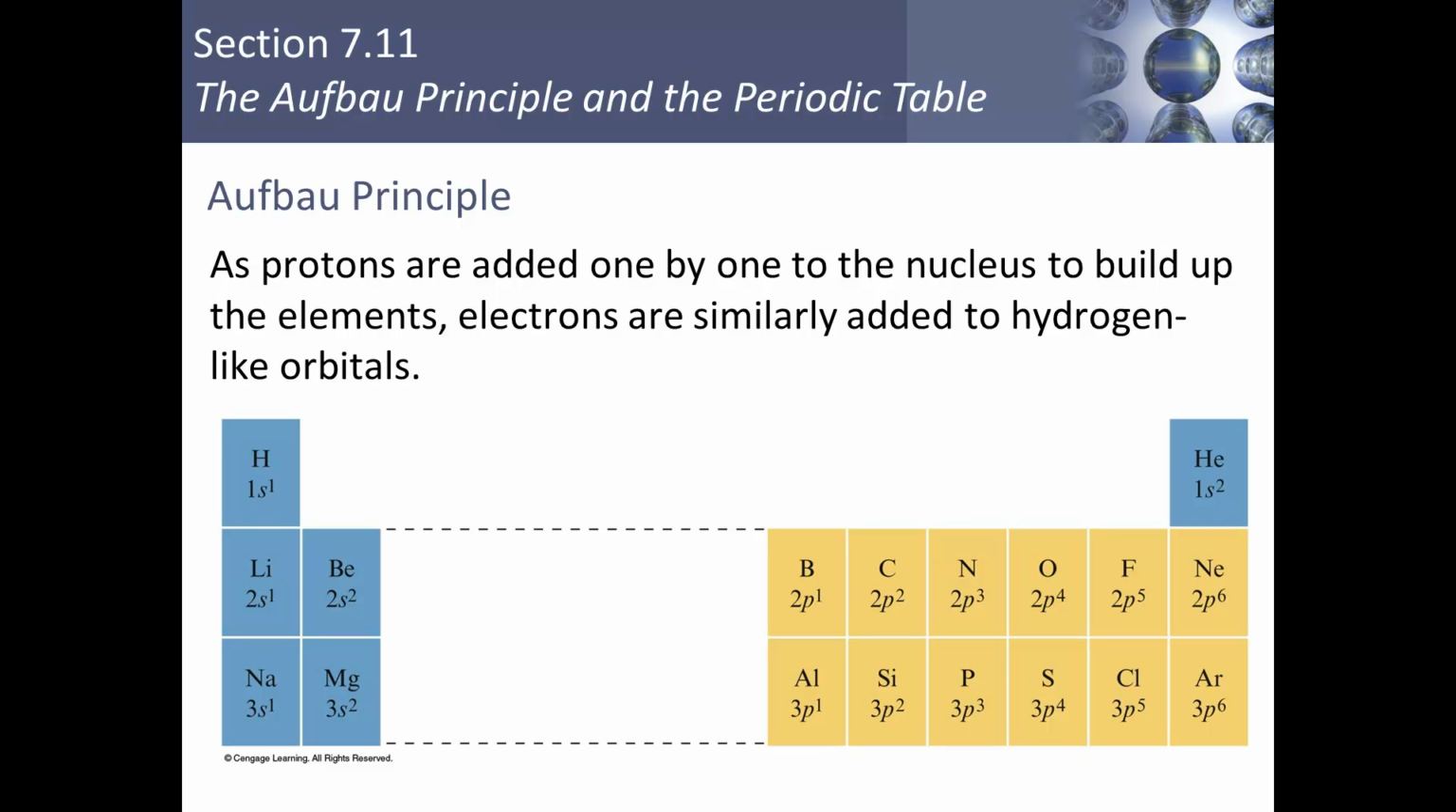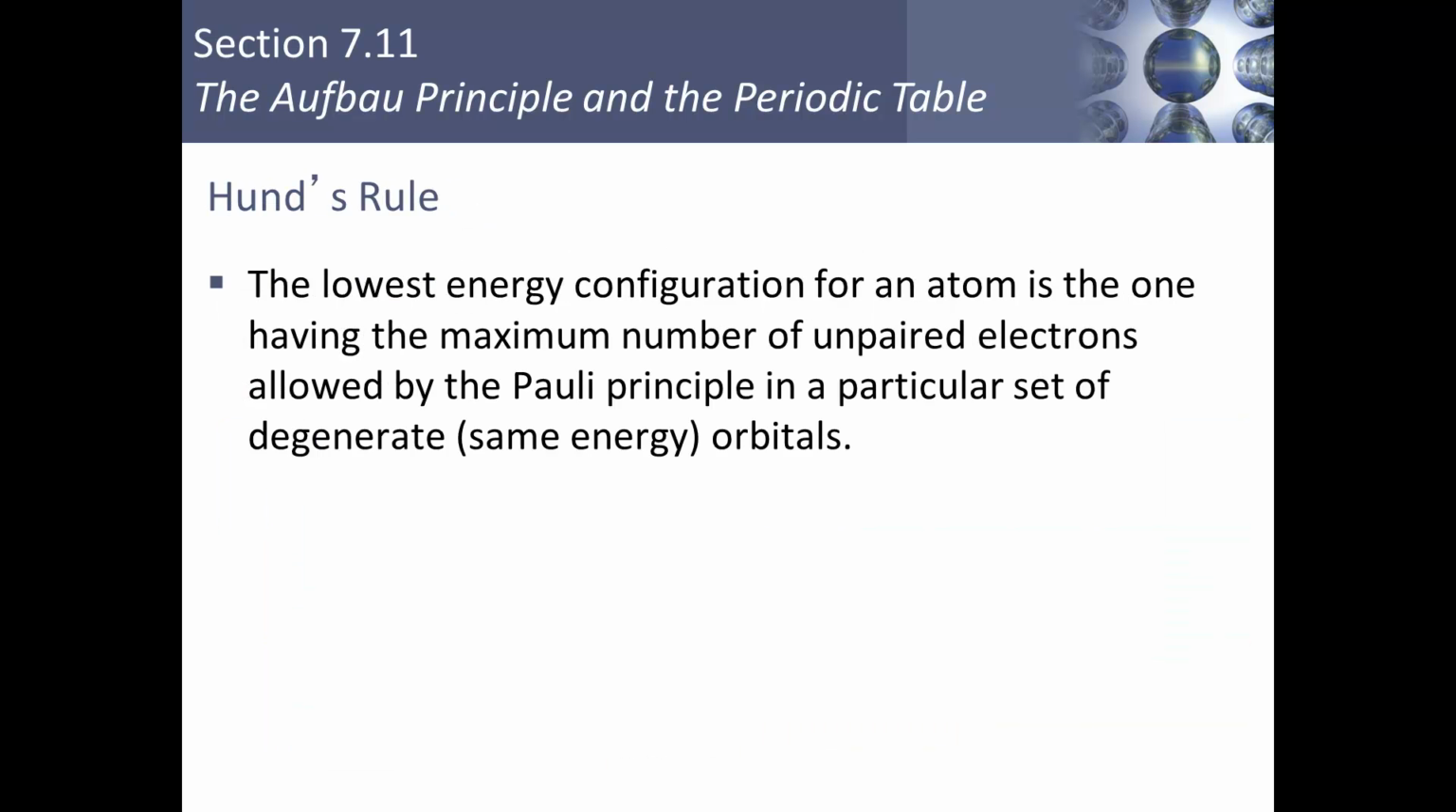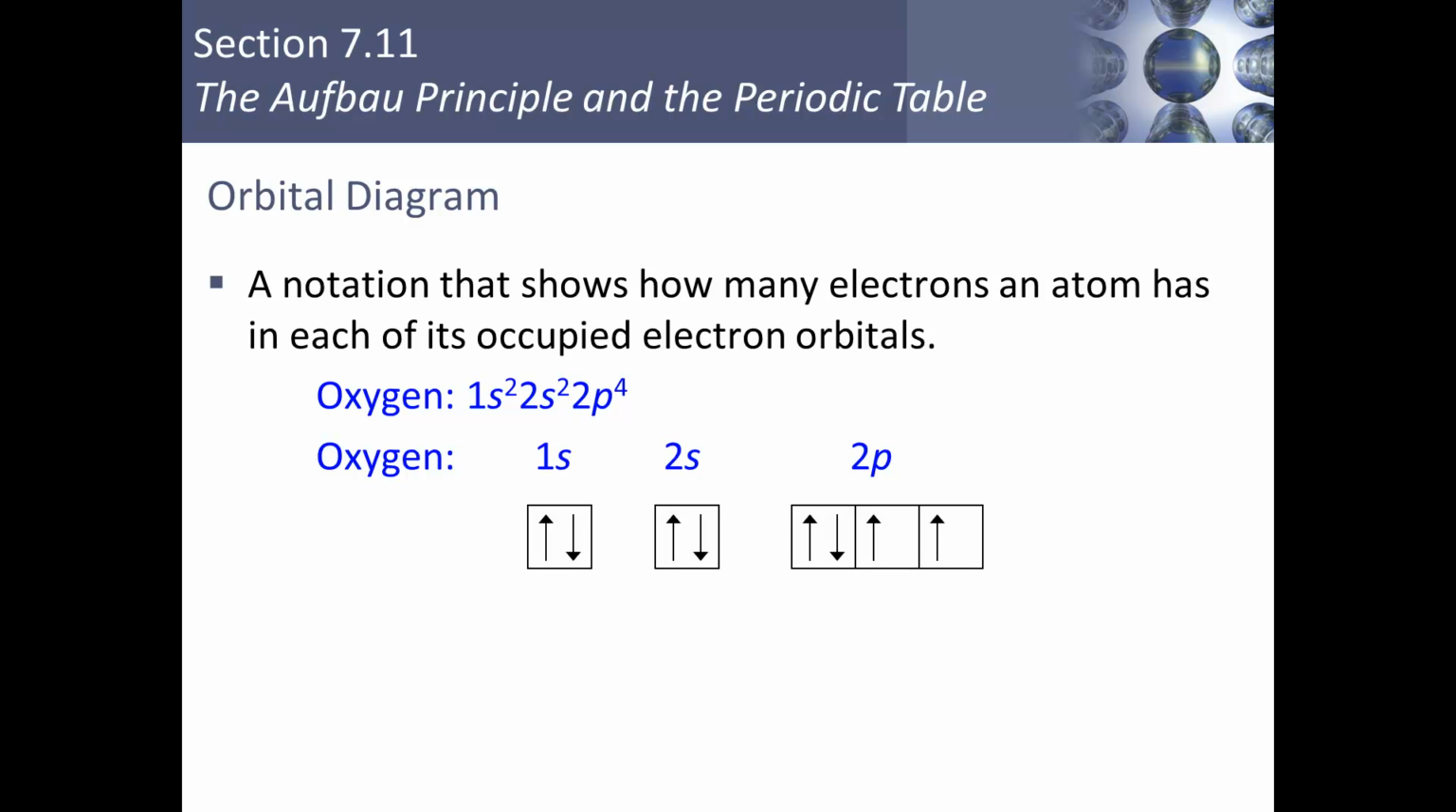The electrons that are not in the outermost shell are called core shell electrons or inner shell electrons. These electrons are not available for chemistry or bonding. Now, one thing to remember as we put electrons into orbitals is that the lowest energy configuration for an atom is the one having the maximum number of unpaired electrons allowed by the Pauli exclusion principle in a particular set of degenerate orbitals. Degenerate meaning same energy orbitals. So if we take a look at oxygen's electron configuration, we have 1s2, 2s2, 2p4.